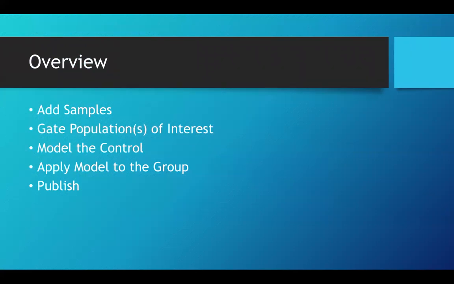All right, so the first thing that we're going to end up doing in this webinar, of course, I've already set up a workspace, so we're going to skip over the adding of samples and the gating of populations of interest, but we will model the control and then apply that to the group. One thing I will make mention of here is when you add your samples and you create gates on the populations of interest, try to create gates on a clean population of cells that should be the ones that are going through division, the ones that you want to model using the proliferation platform.